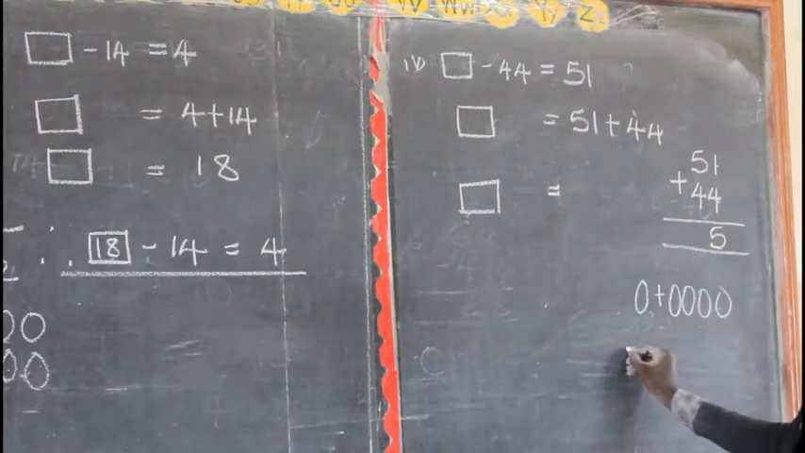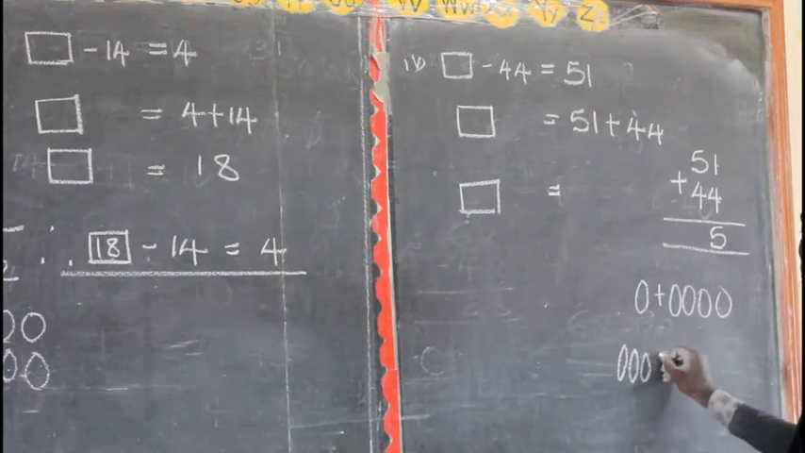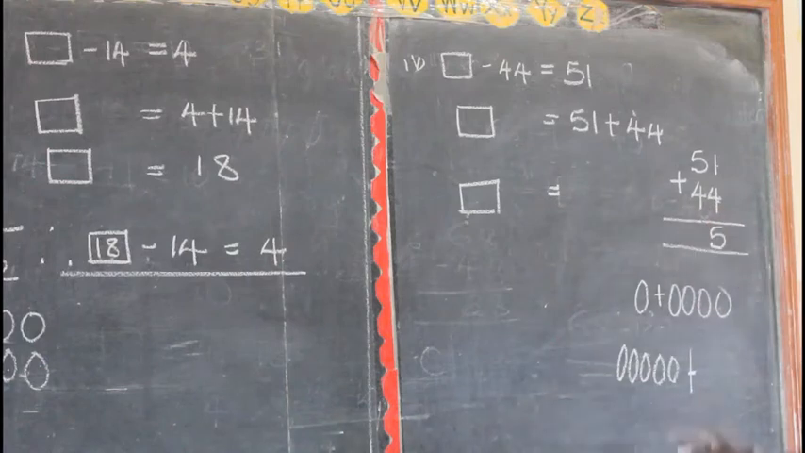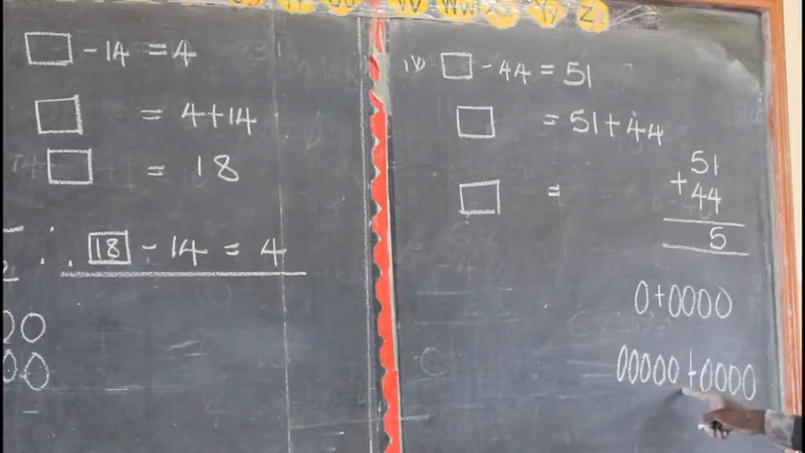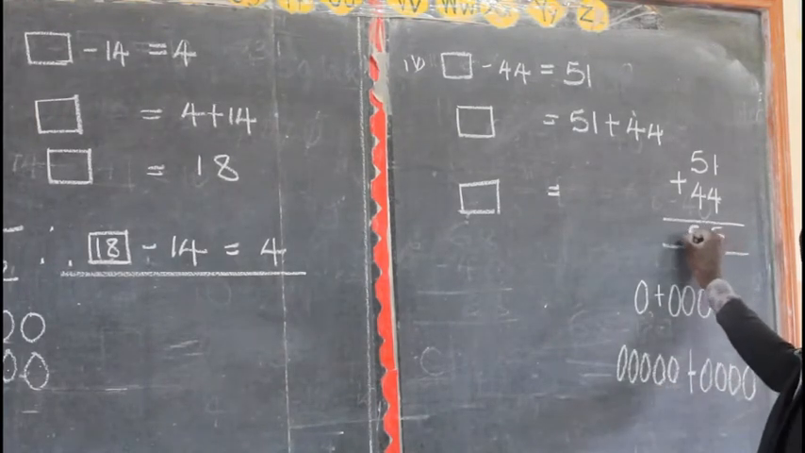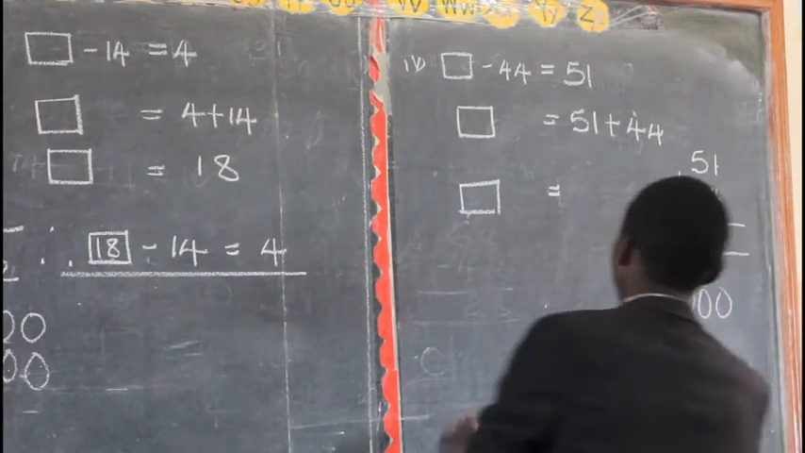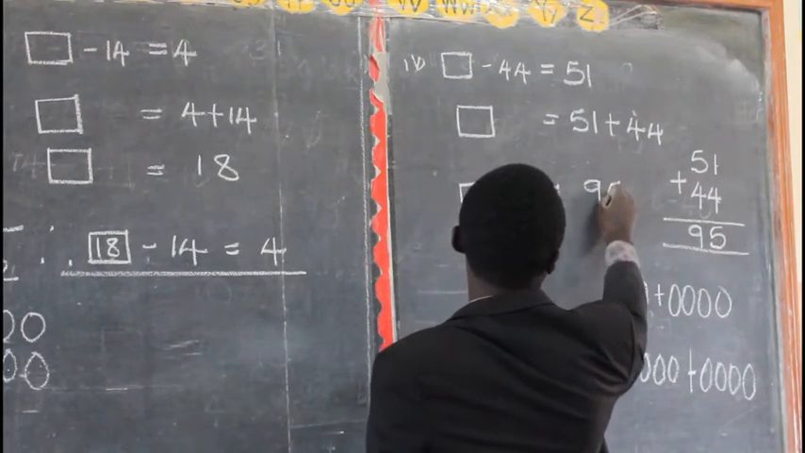Then another one, I do have my 5 mangoes, I add another 4 mangoes. 1, 2, 3, 4. How many do I get together? Remember, this is 5, 6, 7, 8, 9. So I get 9 as my answer. So it means that my box is equal to 95.